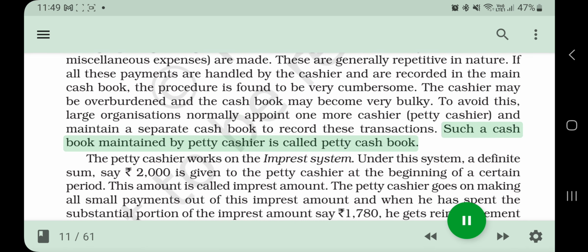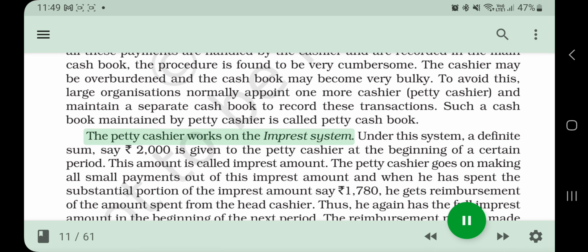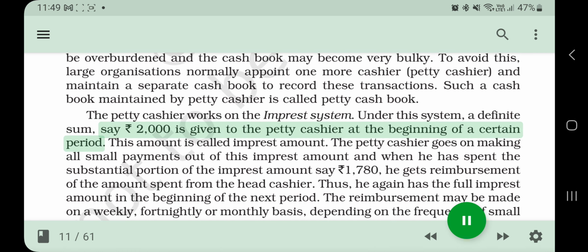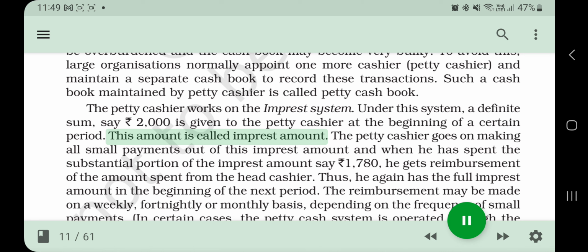Such a cash book maintained by the petty cashier is called the petty cash book. The petty cashier works on the imprest system. Under this system, a definite sum, say ₹2,000, is given to the petty cashier at the beginning of a certain period. This amount is called the imprest amount.